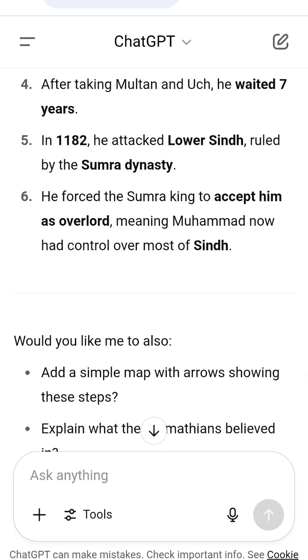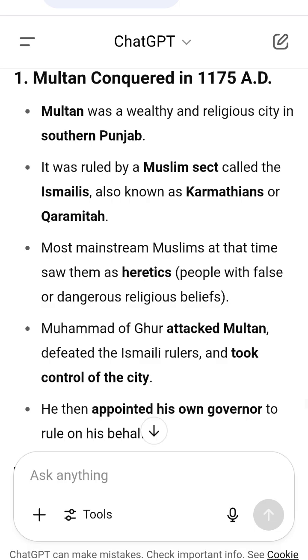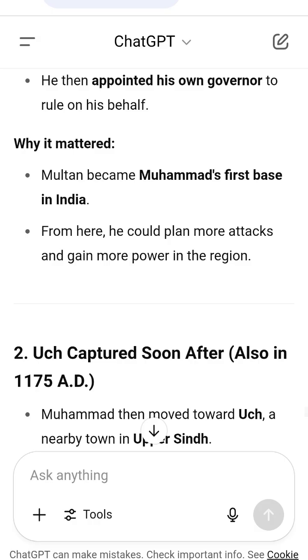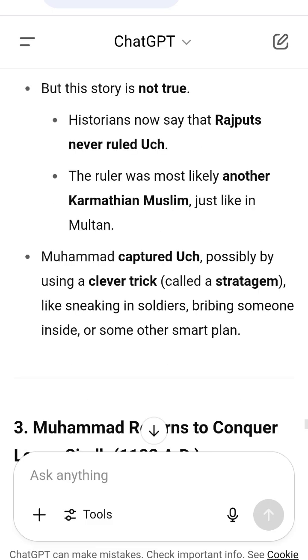What does all this mean? By 1182, Muhammad of Ghur had defeated Karmathian rulers in Multan and Uch, taken over Upper Sindh and Lower Sindh, and forced the Sumra rulers to accept his rule. This gave him a strong foothold in India, and from here he would later go on to fight major battles with the Rajput kings, especially in North India, and help lay the foundation for what would later become the Delhi Sultanate, a powerful Muslim empire in India.